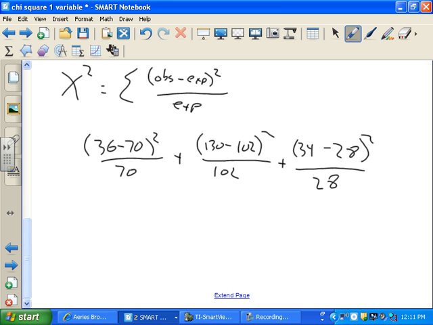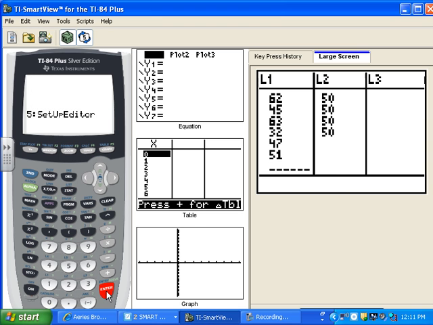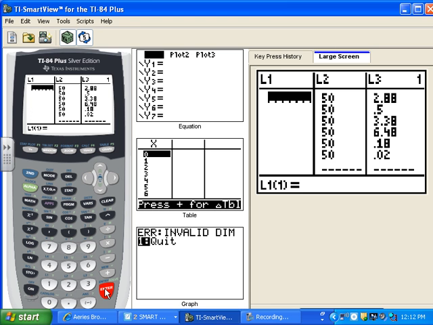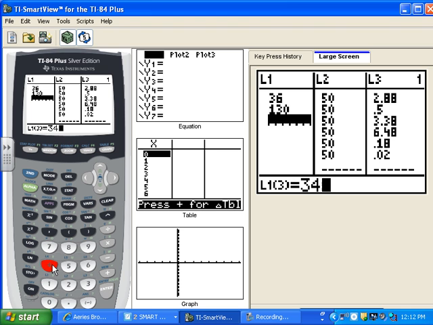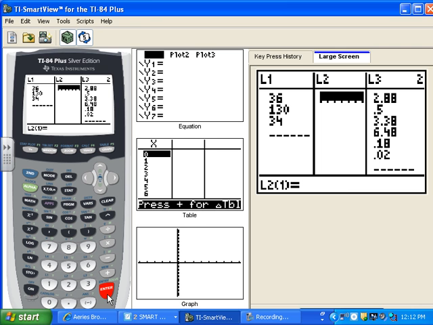Okay? And we said in your calc, some of you guys have to do it by hand because your calc doesn't do this. So it's up to you. In your calc, whether you're going to use the calc button or not, you still need to put the observed in list 1 and expected in list 2. So, and that was 36, 130, and 34. What was it? 70 and 28.